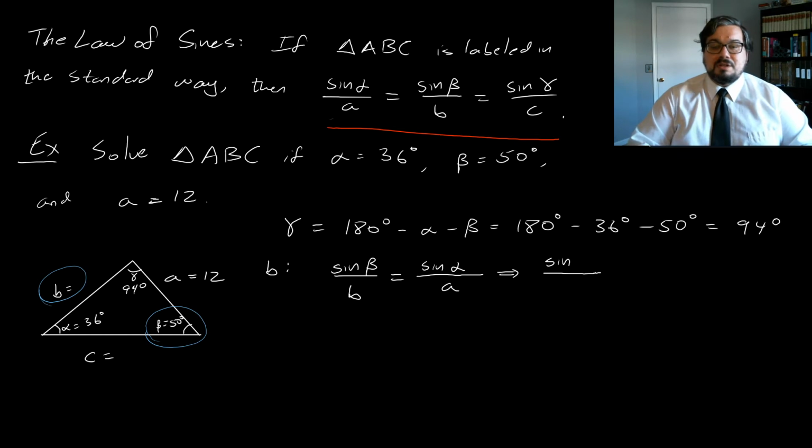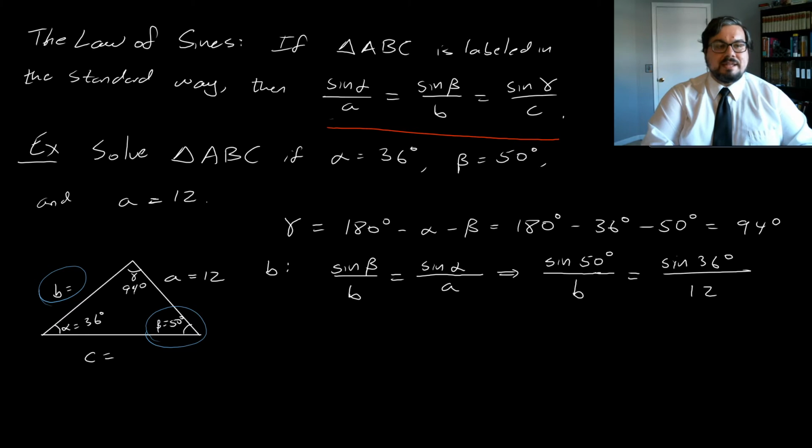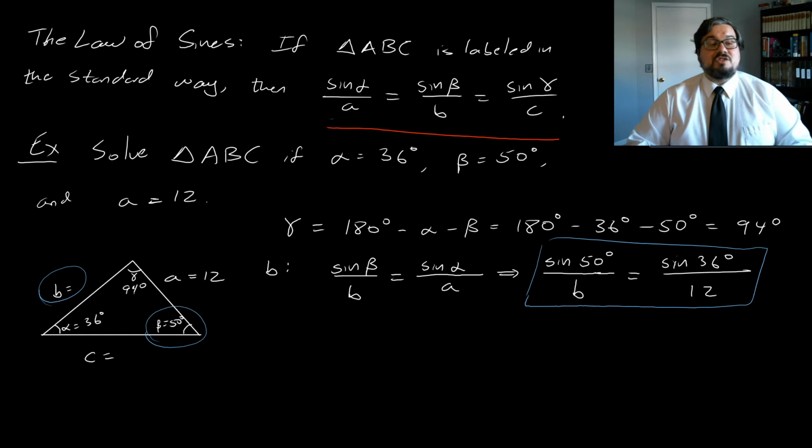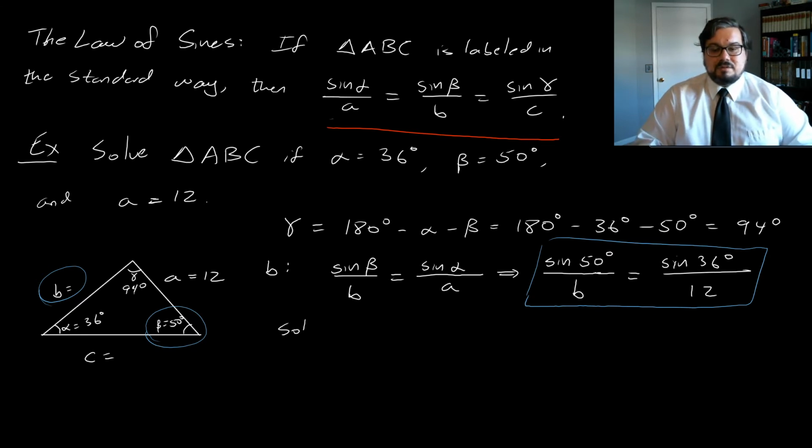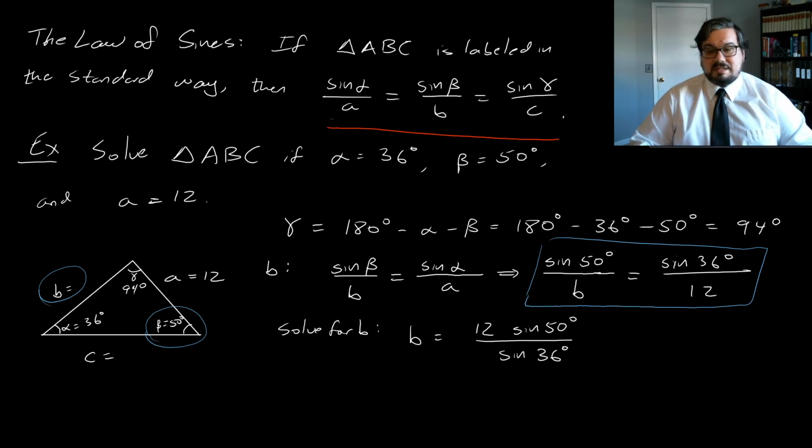In this case, we know that beta is 50, so we get sine of 50 degrees. We don't know b, that's what we're trying to find. Now we know that alpha is 36 degrees, and we know that a is 12. So we get this equation that we can solve for b. If we solve for b, we wind up getting that b is equal to 12 times sine of 50 degrees over sine of 36 degrees.